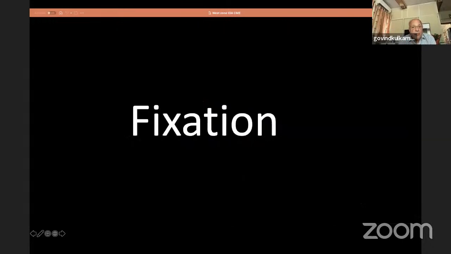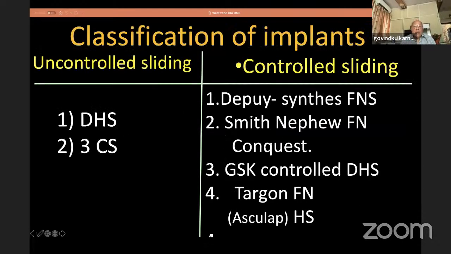Fixation. We have classified the currently used, popularly used implants: uncontrolled sliding is DHS and 3 cancellous screws, whereas controlled sliding is the DePuy Synthes femoral neck system and Smith and Nephew Fracture Conquest. We have developed a controlled DHS system and Targon FN.